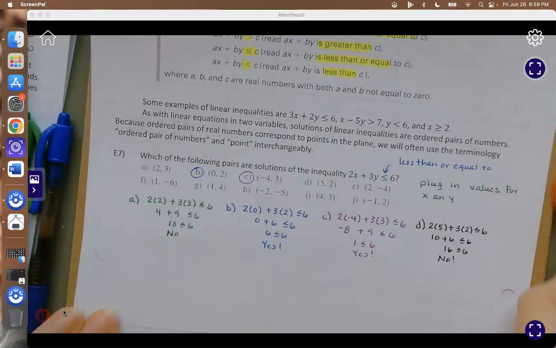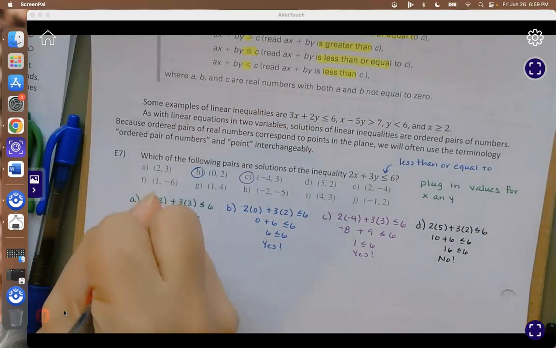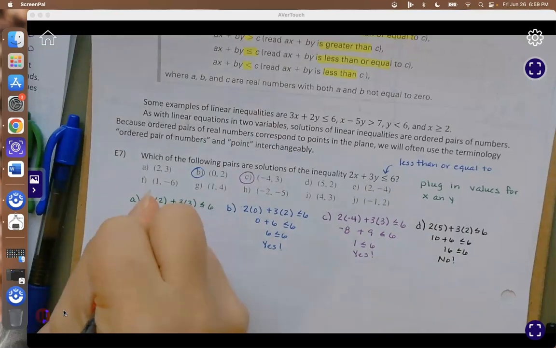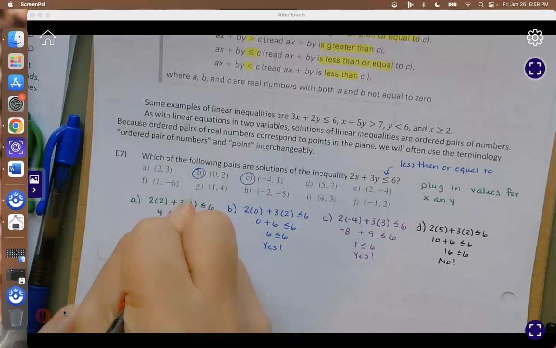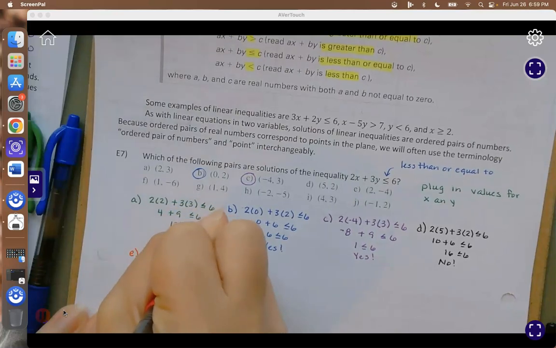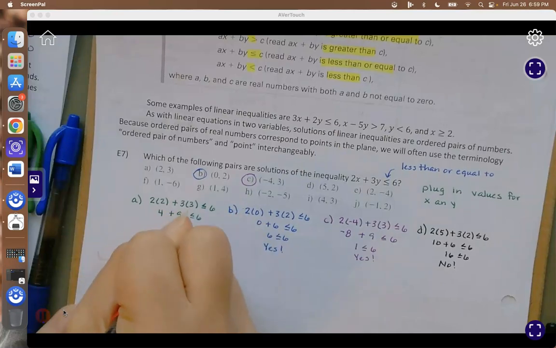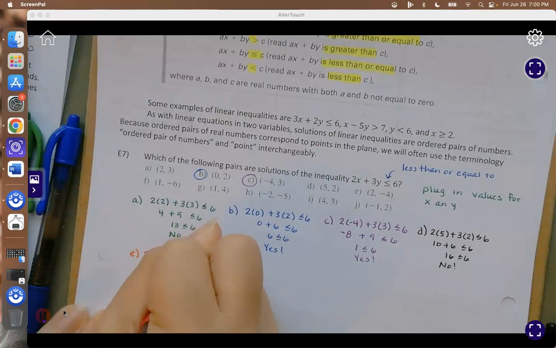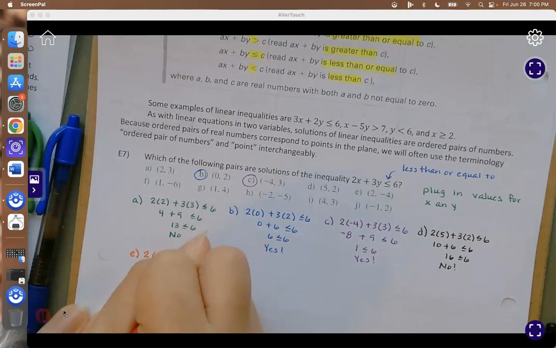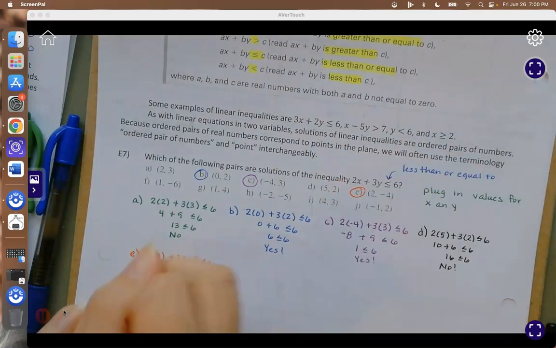Alright, let's do E. So we have 2 times 2 plus 3 times negative 4. We want to know, is that less than or equal to 6? So this is 4 plus negative 12, which is negative 8, which is less than or equal to 6. So this one does work.